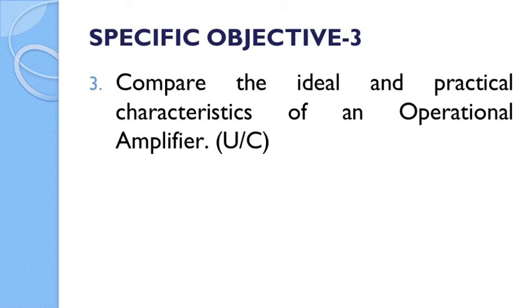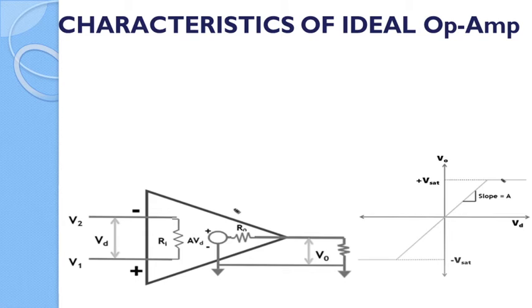Finally, we are going to compare the ideal and practical characteristics of an operational amplifier. So this is the basic equivalent circuit of an operational amplifier, but from it we are going to construct the ideal equivalent circuit for an ideal operational amplifier. Ideal means we can study these amplifier characteristics only for theoretical purposes. It is not applicable in real time. That's why we use the term ideal.